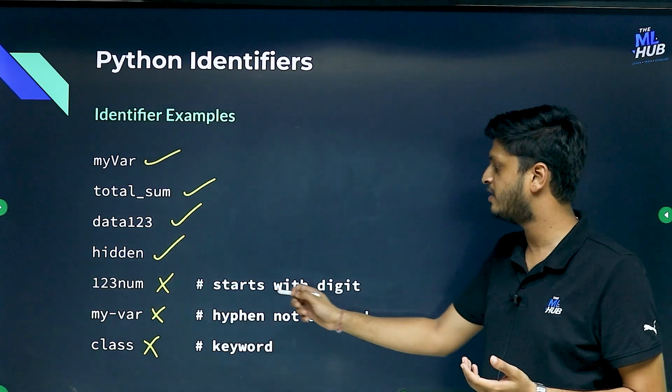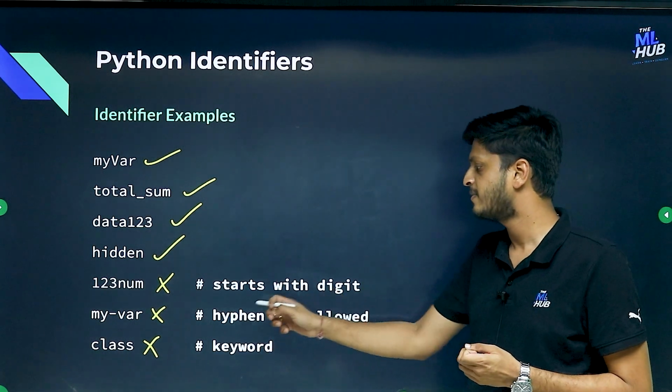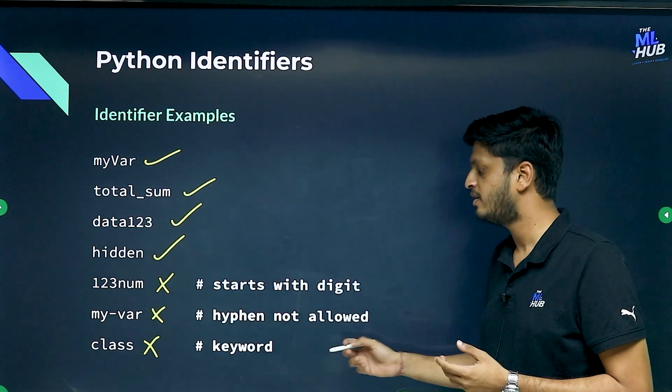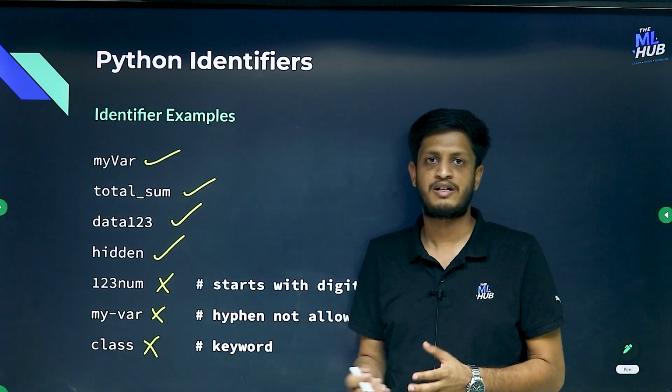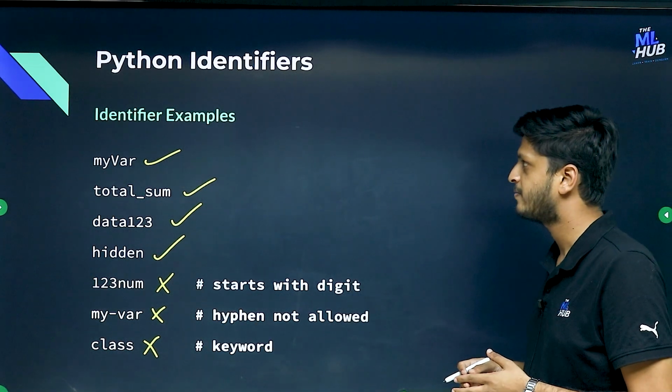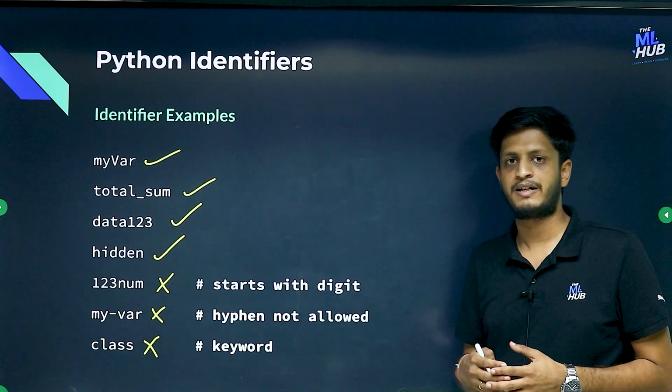So the reason is mentioned here. This one starts with a digit. In this one, hyphen is not allowed, and in this one, class is a keyword. So it is not a valid identifier. So these are some of the examples of Python identifiers.